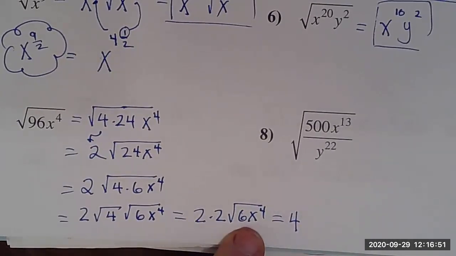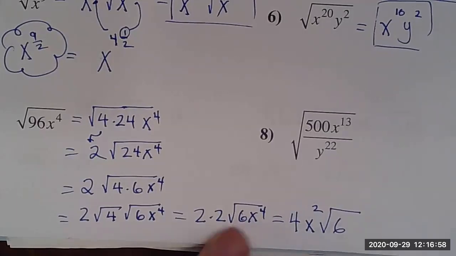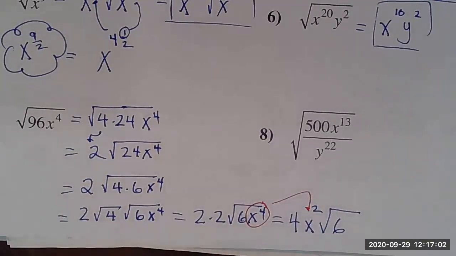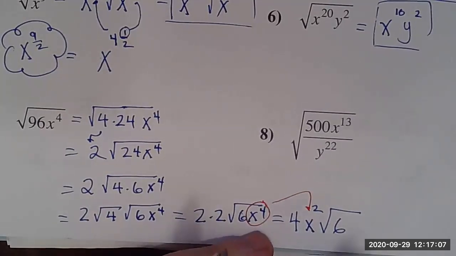The square root of x to the 4th is x squared. And what's left over is a 6. This came out right here as x squared. So the best looking answer is this right here.